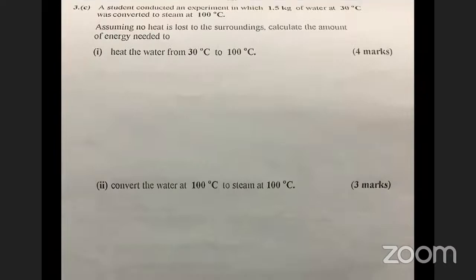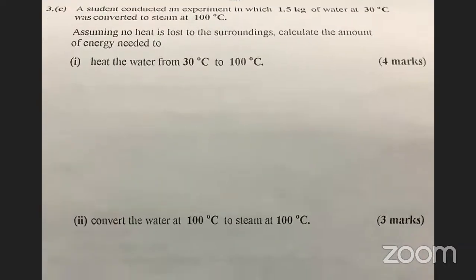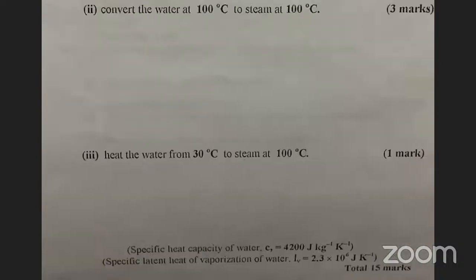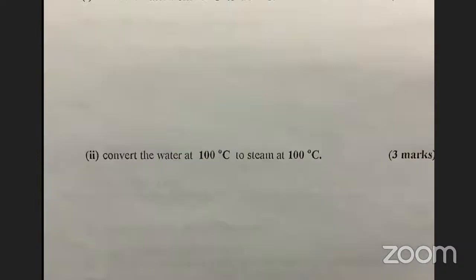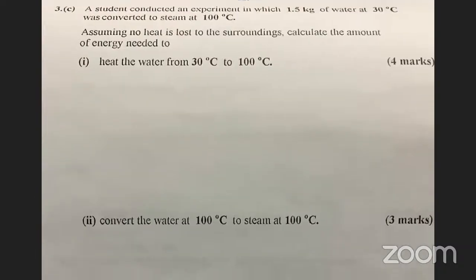All right, hurry up. Let's see if we get this. You get it now? 2.3 by 10 to the 6 and 4200. All right, go ahead. Do part 1 and 2, and then you have a next part to do, right?